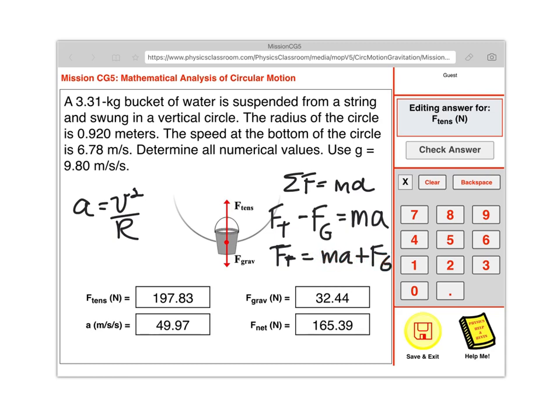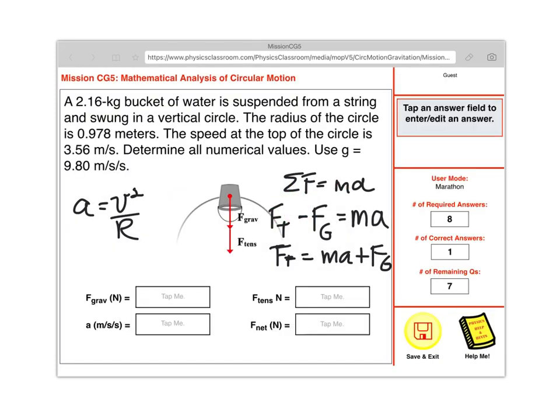And that makes sense, right? Because the net force is this. So you have to add the 32, and you get that. If you take the tension force and subtract gravity, you get your net force. So just make sure you understand all that. You're not just doing calculations without thinking. Let's hope those results are correct.